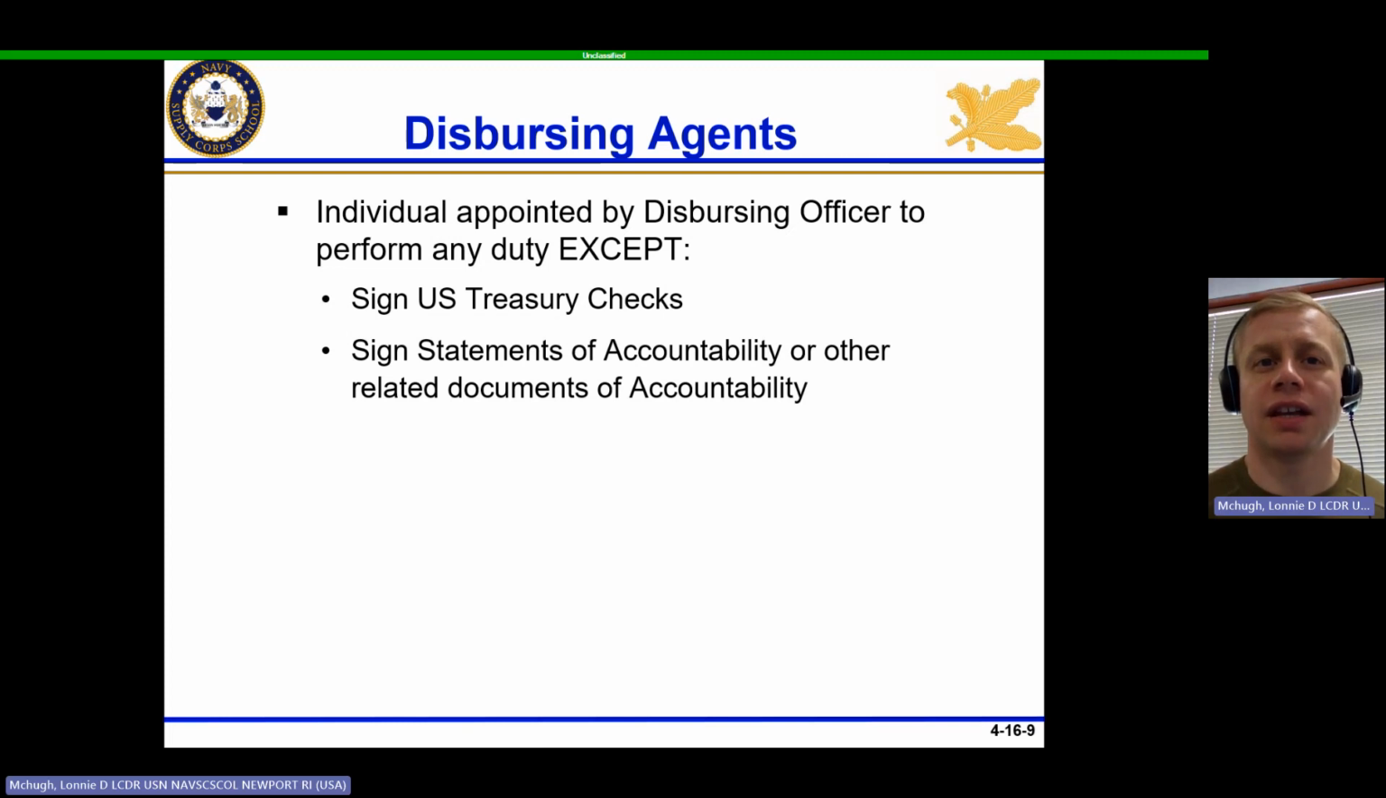So they cannot sign U.S. Treasury checks no matter what, and they cannot sign statements of accountability. And what that means is your 2657, your daily statement of accountability, they cannot sign that. Your 2665, your deputy's statement of accountability, they cannot sign that either. They are able to prepare those documents for you, but you, as a disbursing officer, will need to bottom line those.